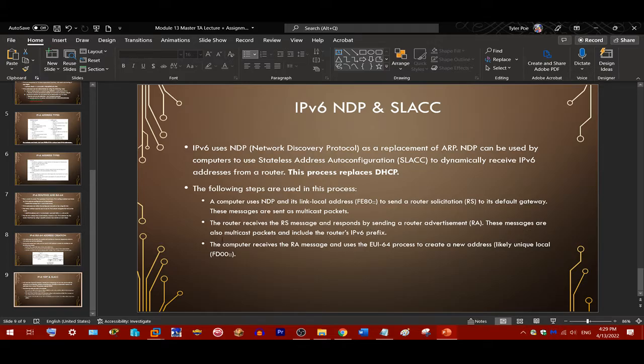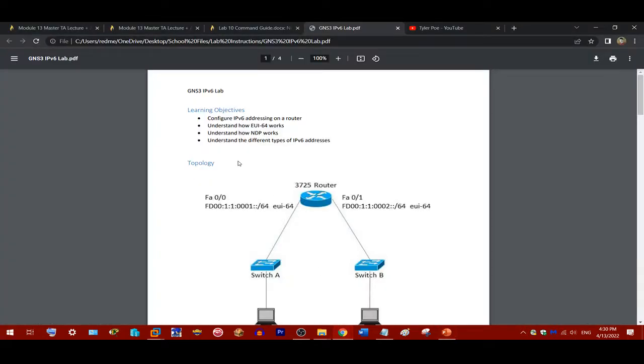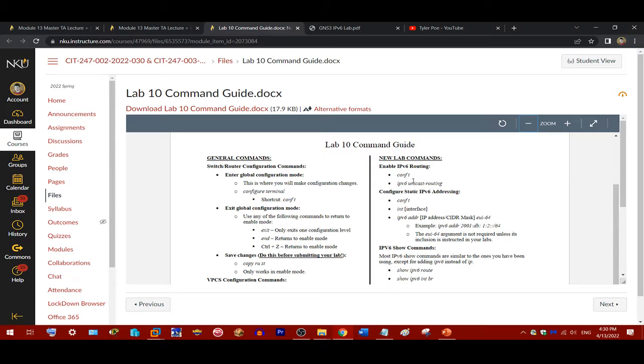These messages are also multicast packets and include the router's IPv6 prefix. The computer receives the RA message and uses the EUI-64 process to create a new IPv6 address, which will most likely be a unique local address which starts with FD00. So this is a good hint for your lab.